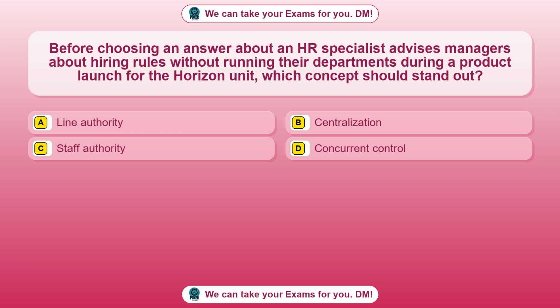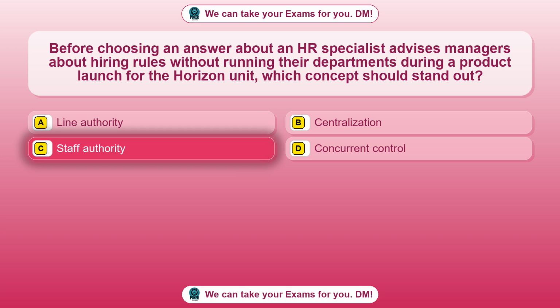Question 50. Before choosing an answer about an HR specialist who advises managers about hiring rules without running their departments during a product launch for the Horizon unit, which concept should stand out? Option A, line authority. Option B, centralization. Option C, staff authority. Option D, concurrent control. The correct answer is option C, staff authority.